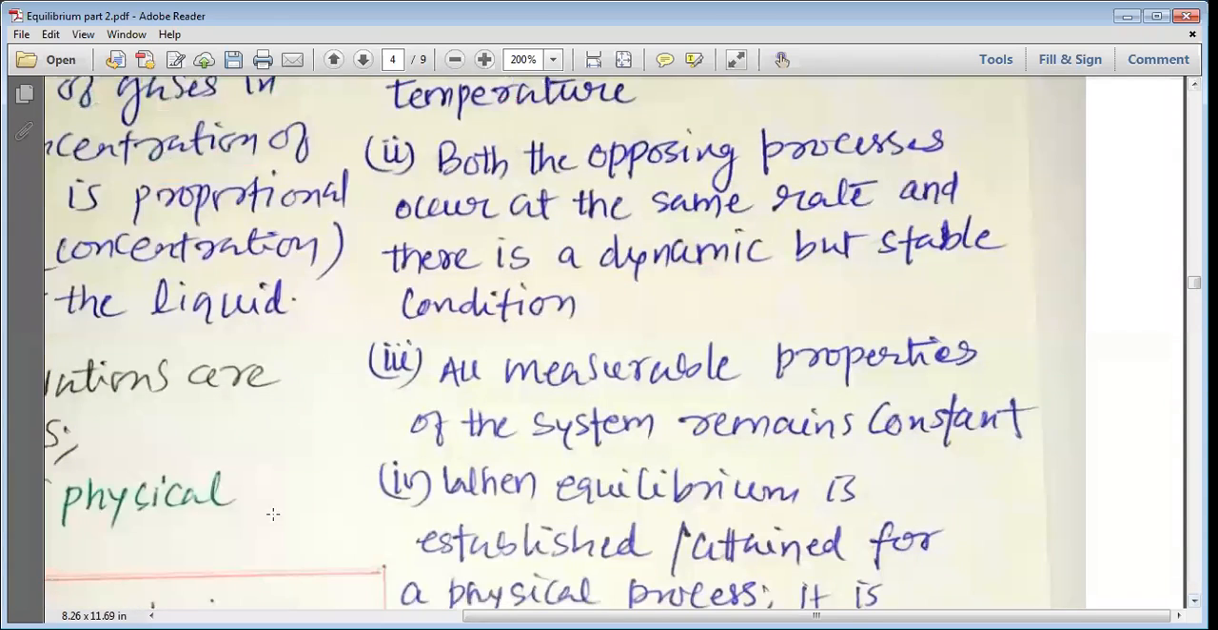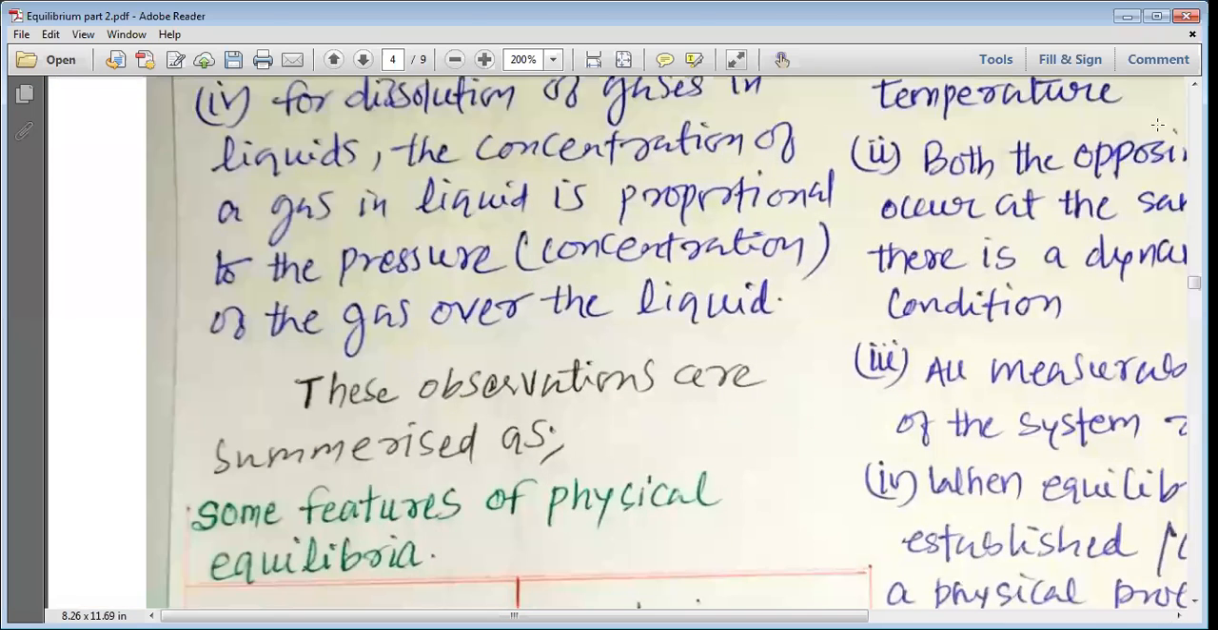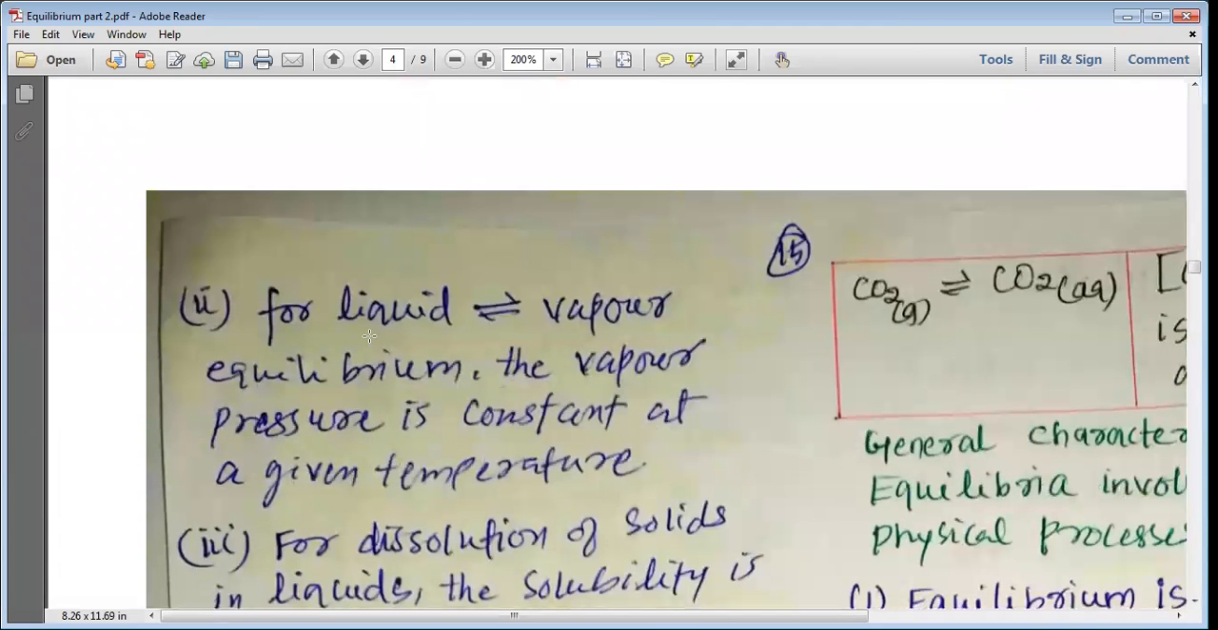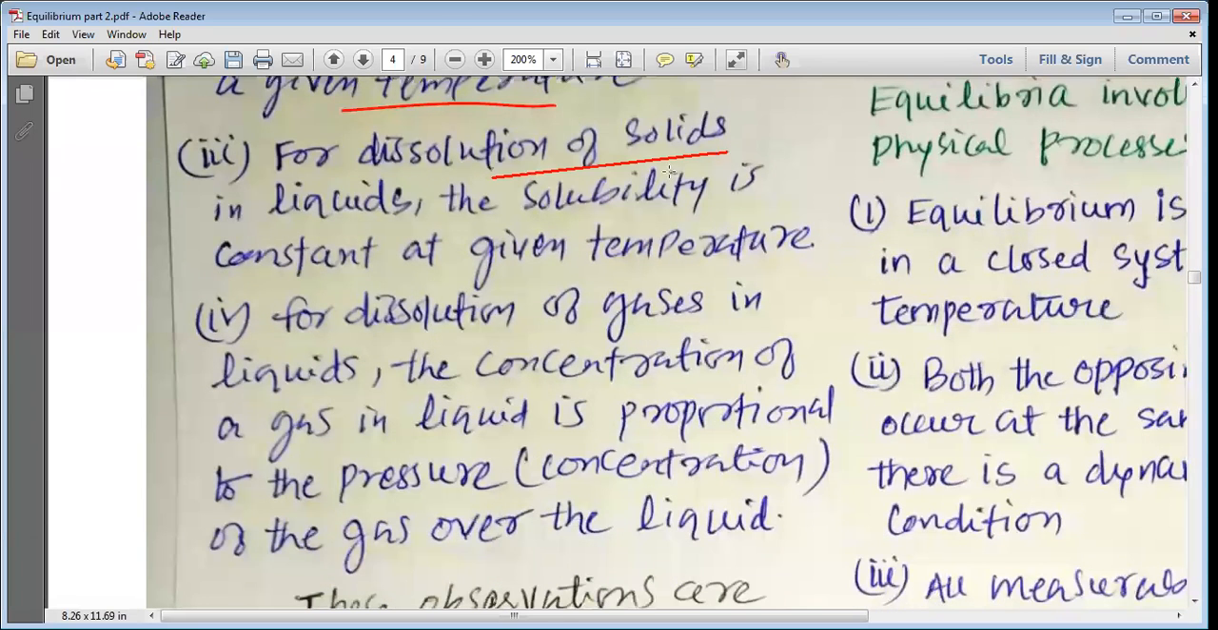Let us study about the other equilibrium and understand the various properties that remain constant at various kinds of equilibrium. For liquid vapor equilibrium, the vapor pressure is constant. Please remember that for the liquid vapor equilibrium, the vapor pressure remains constant. Same way in the next case, for dissolution of solid in liquids, the solubility is constant. For dissolution of solid in liquid, something that remains constant is known as the solubility at given temperature.